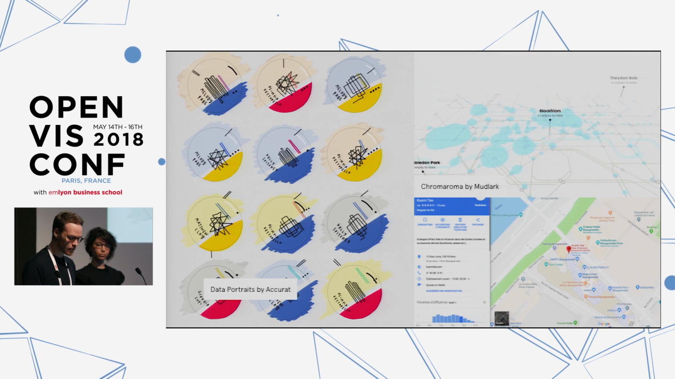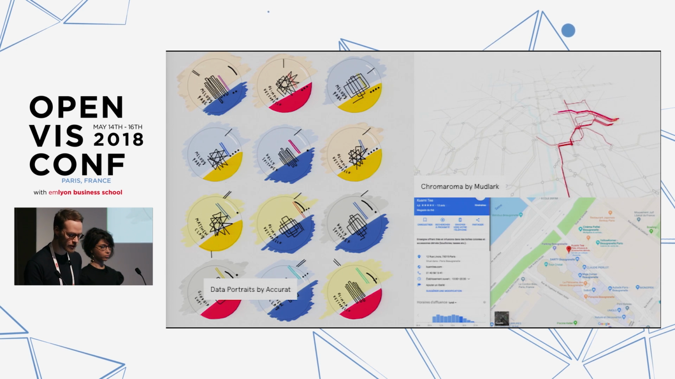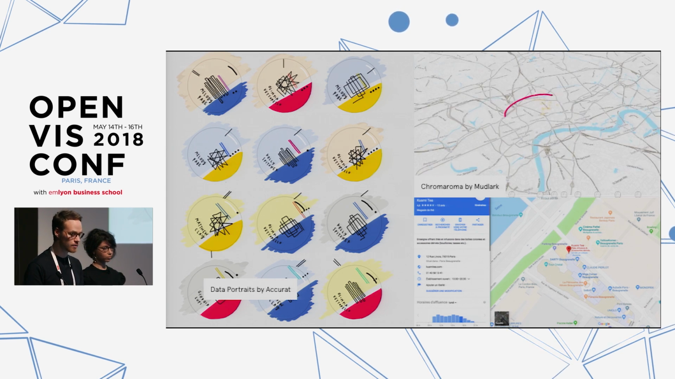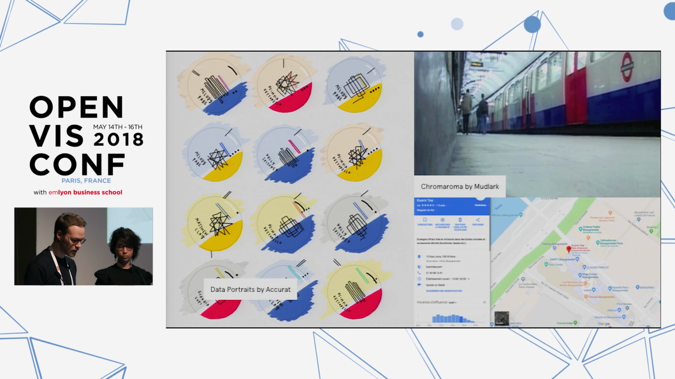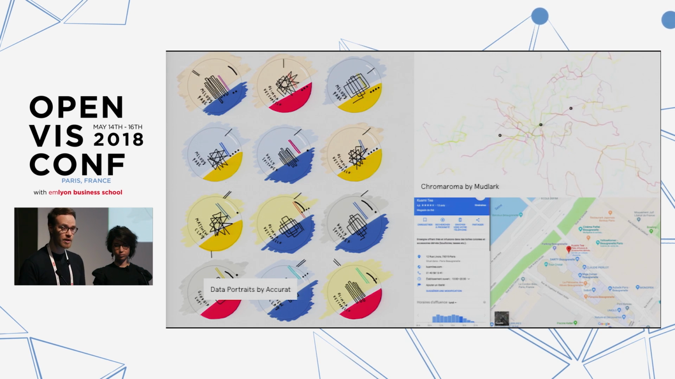Another example is the game Chromaroma. It's been developed by Mudlark, and it's about transportation in London. The game works with the data of Oyster cards, which is the card that must be validated at the entrance and the exit of the underground. Participants agree to share the data of their journey in exchange for a fun experience: comparing with others, getting scores, being ranked.